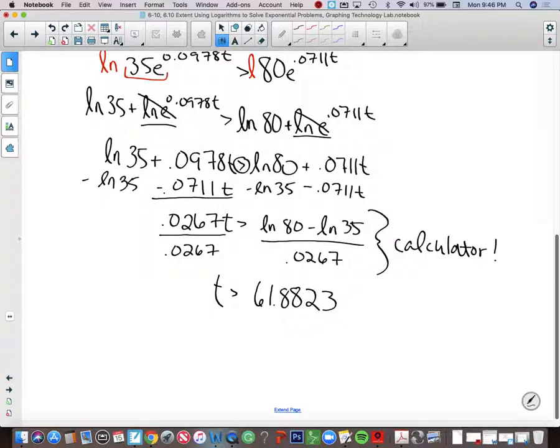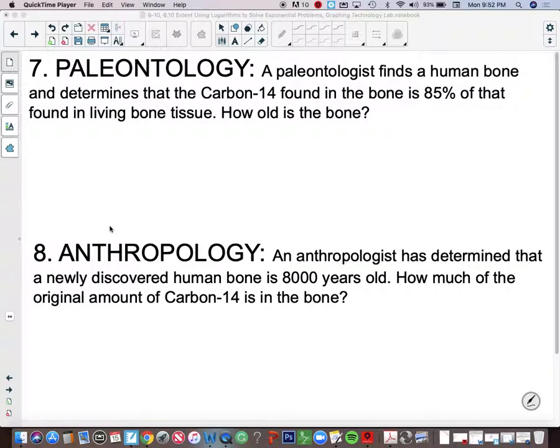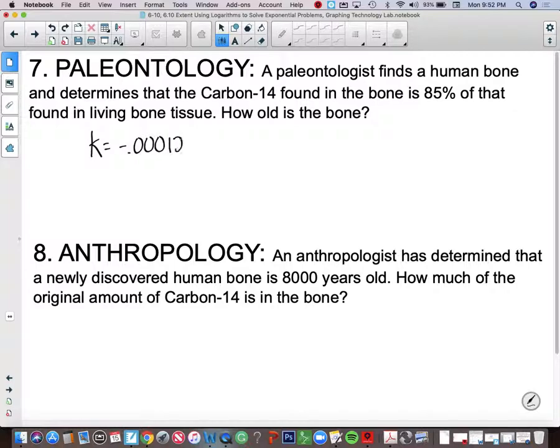All right. 7 is a paleontology problem, so that's working with bones and stuff like that. So we got a bone that they think is 85% of that of the original found in living bone tissue. So we need to use that value of k that we learned today for carbon-14 dating, so 0.00012. And we know that we have 85% left, so that'd be 0.85 equals 1, which is the original, e to the negative 0.00012t.